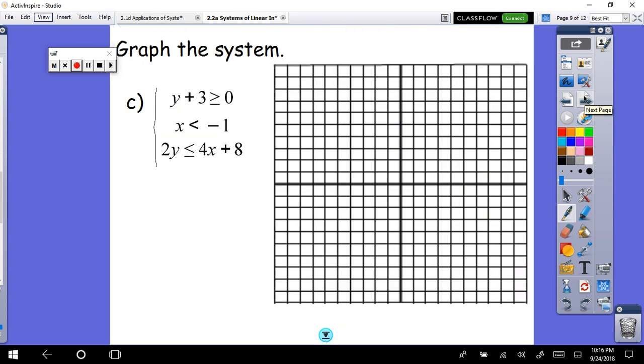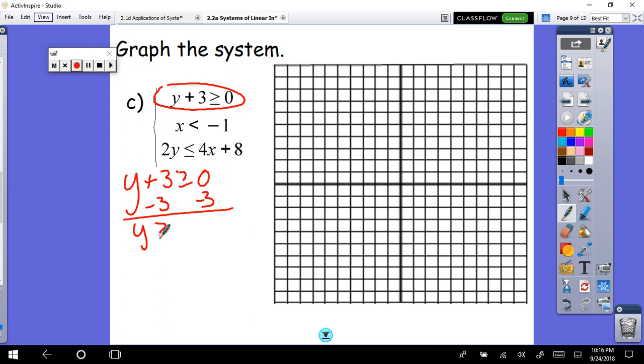We'll do one more example because this system has 3 lines, but notice that 2 of them are part of our special cases. So the first thing I'll do with this top one is solve it for y. It's y plus 3 greater than or equal to 0, so I'm going to subtract 3, and y is greater than or equal to negative 3.